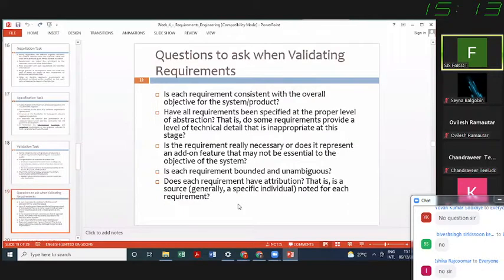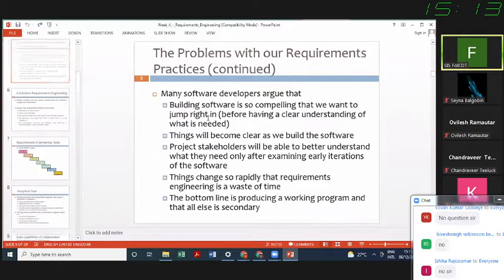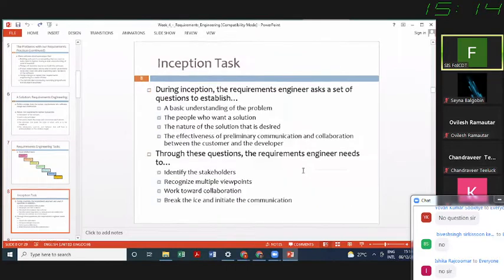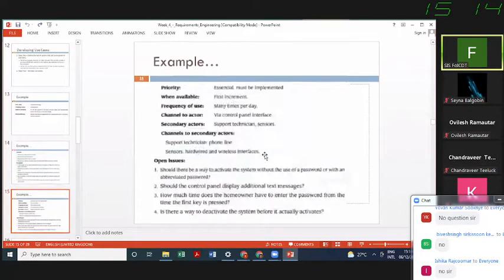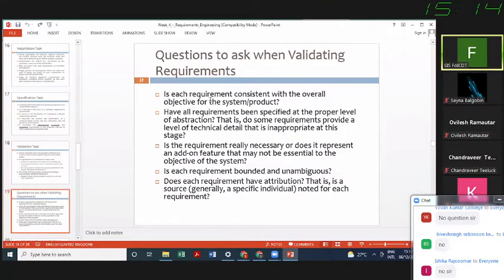So what are the questions that you can ask during this validation process? If we have a look again at our diagram here, validation has 6 steps and 6 tasks. So what are the questions that you need to ask yourself during validation? Is each requirement consistent with the overall objective of the product? Have all requirements been specified at the proper level of abstraction?